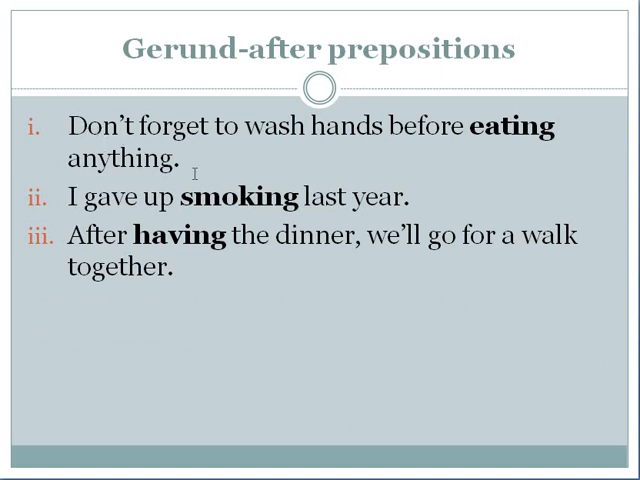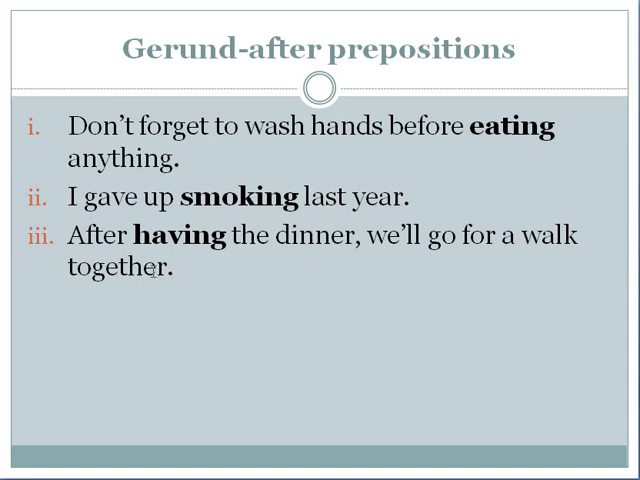Now, if you talk about the third use of gerund, gerund after prepositions. There are certain prepositions after which you can use a gerund. Like the first example: don't forget to wash hands before eating anything. Before is a preposition here, and eating is a gerund. You always use the ing form of a verb after certain prepositions. So when after a preposition you use any ing form of a verb, that ing form of a verb is called gerund. Like I have bolded here. This bold word is called gerund in this sentence.